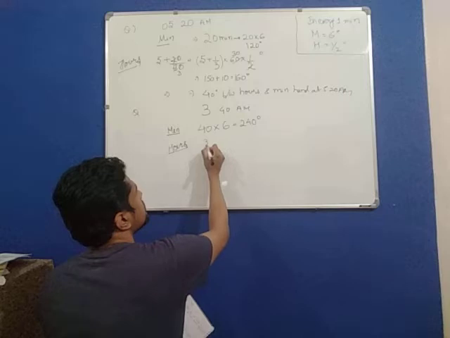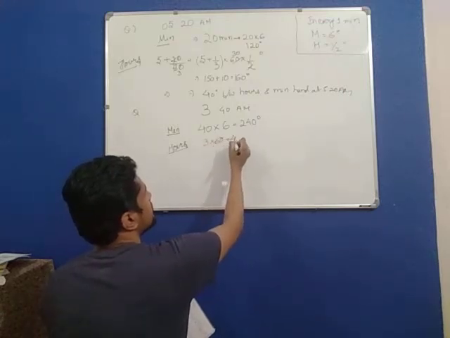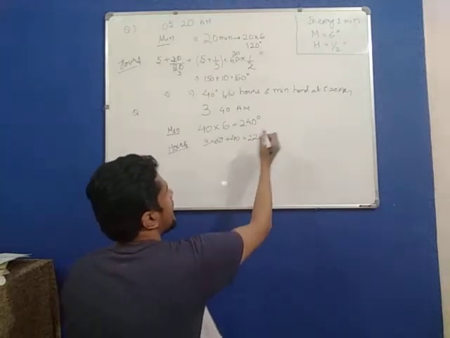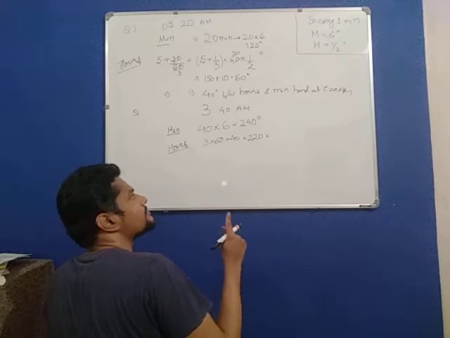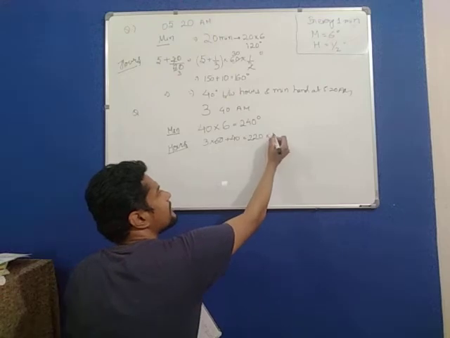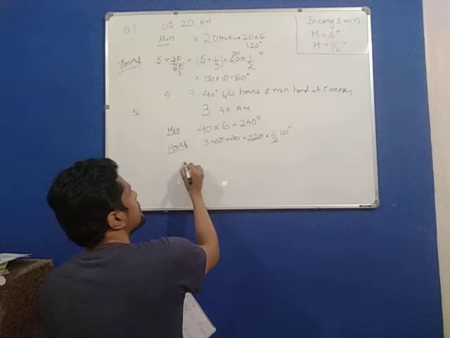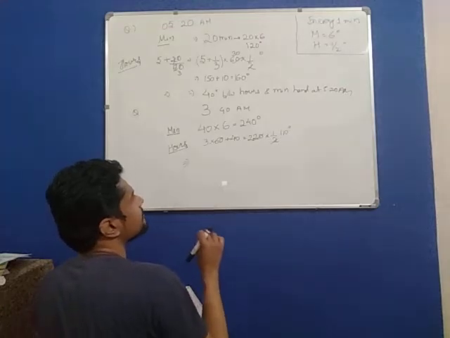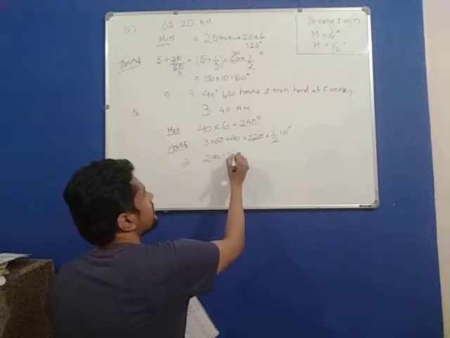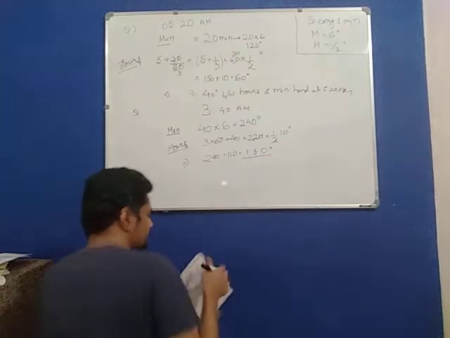As far as the hour's hand is concerned, it has moved 3 hours. 3 hours is nothing but 3 into 60 minutes plus 40 minutes. That is nothing but 220 minutes. And we know that in 1 minute the hour hand subtends an angle of half a degree. Therefore, in 220 minutes the hour hand will subtend an angle of 220 into half, that is 110 degrees. And thereby we can say that at 3:40 am the angle between the hour's hand and the minute's hand will be 240 minus 110, that is nothing but 130 degrees.